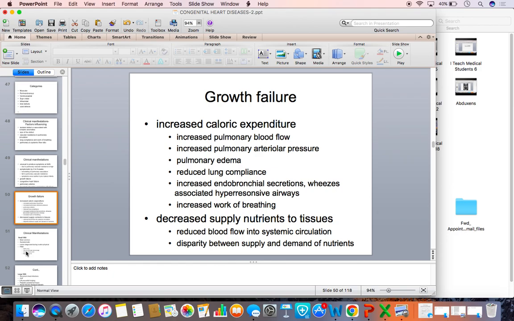Growth failure. This is because of increased caloric expenditure or decreased supply of nutrients to the tissues. Why is there increased caloric expenditure? This is because of the increased pulmonary blood flow and increased pulmonary arterial pressure, because blood is pumped into the pulmonary circulation at high pressure directly from the left ventricle through the ventricular septal defect. That results in pulmonary edema and reduced lung compliance. When the lungs are flooded with fluid in the interstitium, they become stiff and poorly compliant.